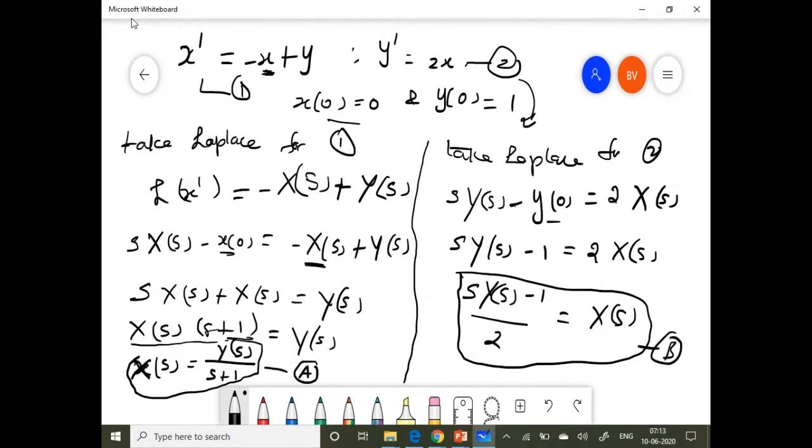B. From A and B, X of s is equal to this term on both sides. See, X of s is equal to this one. So equate this X of s. We are going to equate these terms.